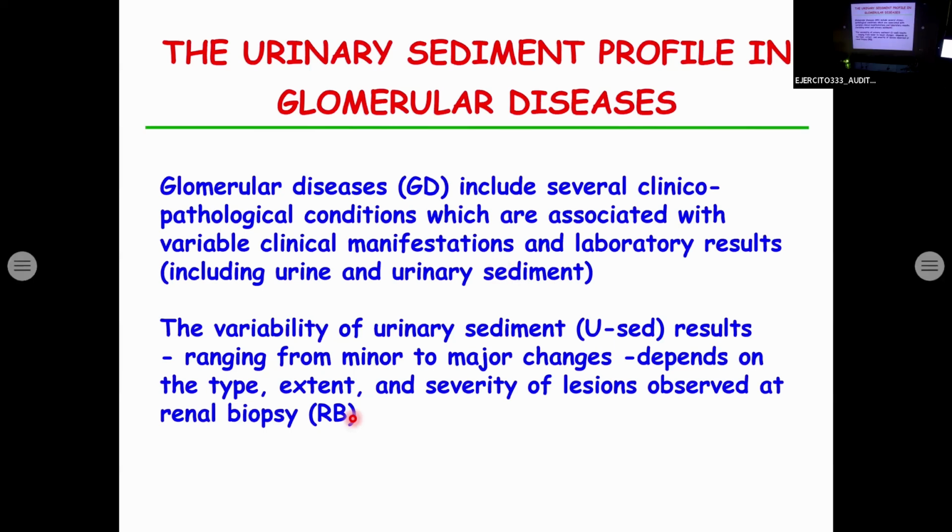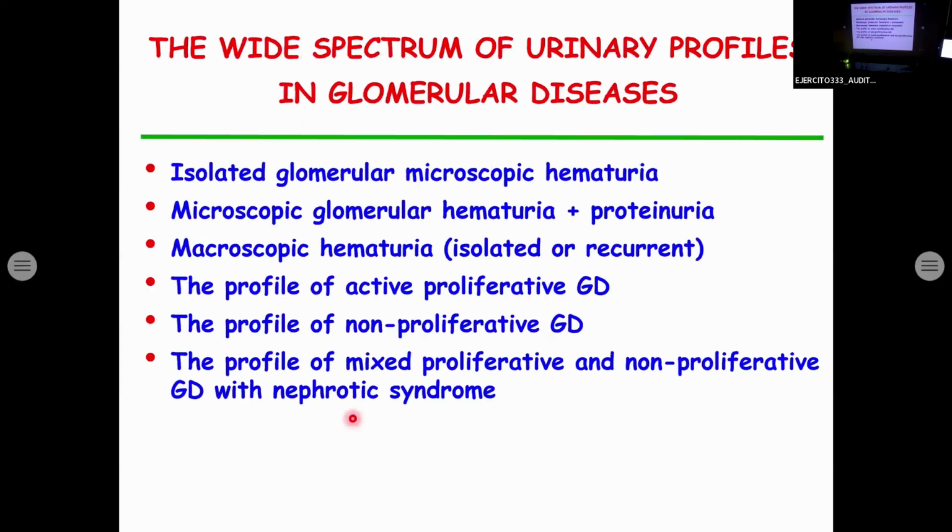And so, the urine sediment also can be complicated, because if it is true that the urine sediment is the liquid biopsy, of course, we'll find different things. We can find different things in the urine of patients with glomerular diseases. And this is the wide spectrum of urinary profiles in glomerular diseases.